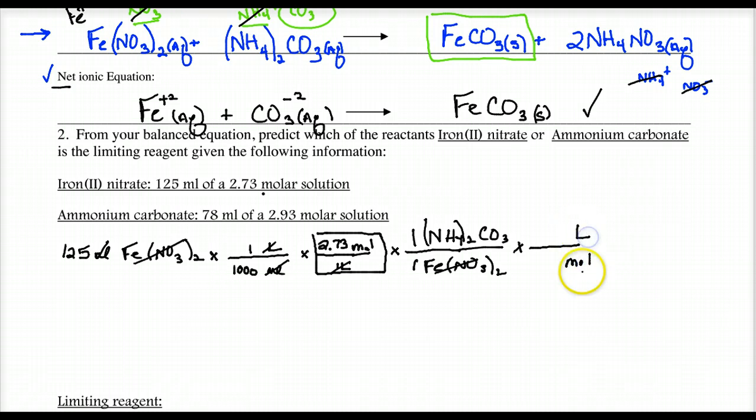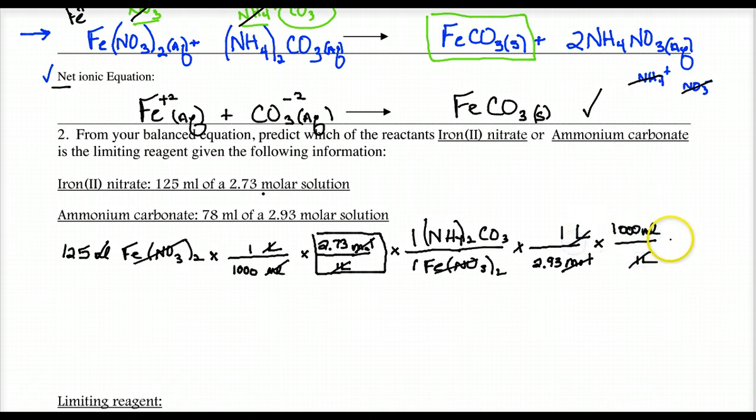What's my gateway from moles to volume? It's my molarity. And since I have ammonium carbonate, it's not canceled out. That's why it's good to use your units. There's 2.93 moles per 1 liter. And now I've got liters of the solution. I want to go back to milliliters, so get rid of my liter. And of course, 1,000 milliliters.